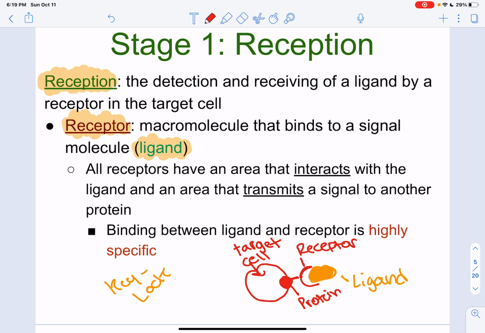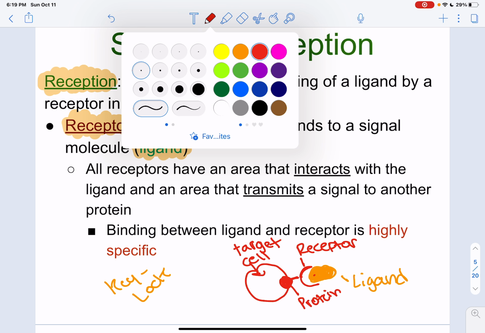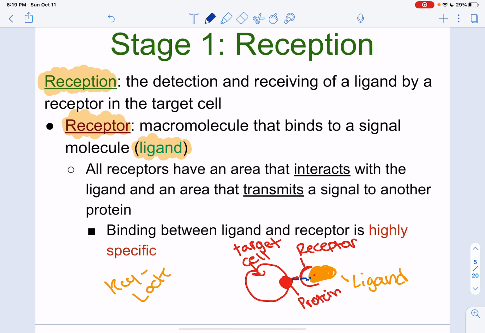So we have a target cell with a receptor. A ligand is going to come in and lock into the receptor, and that's where the signal is going to be transmitted to the protein. Let's do color pencil, blue. The blue is going to be that signal.